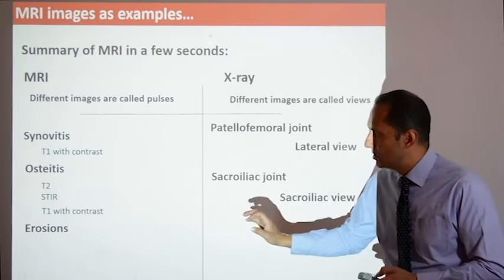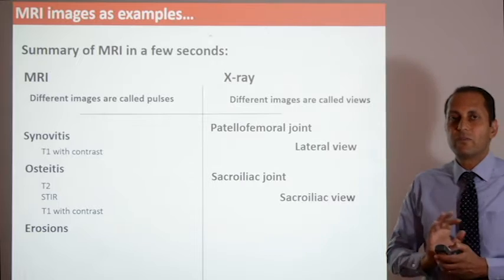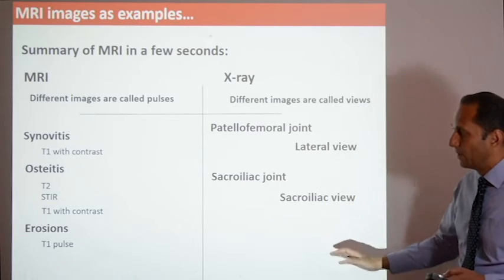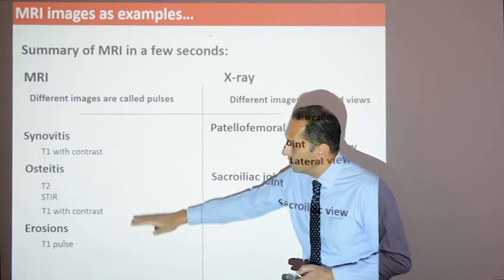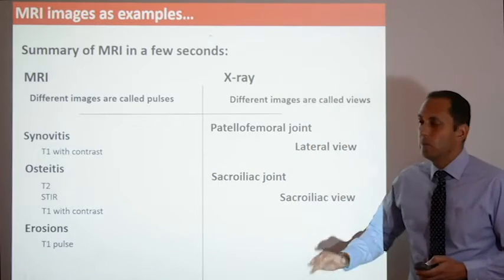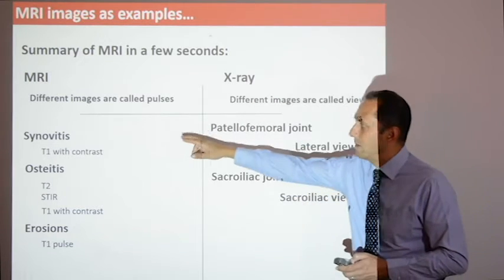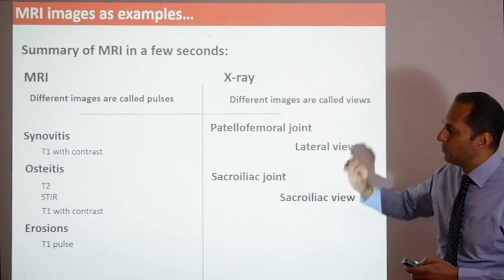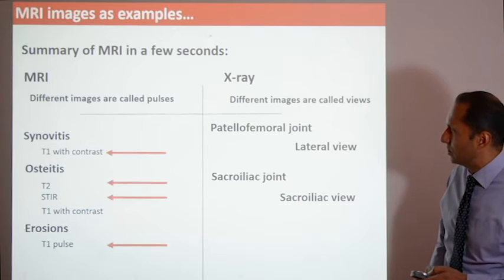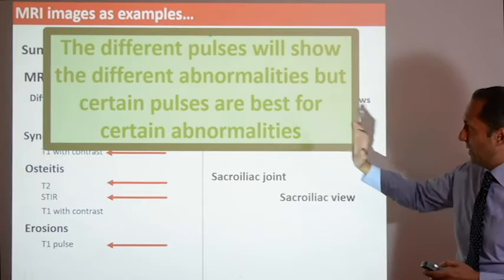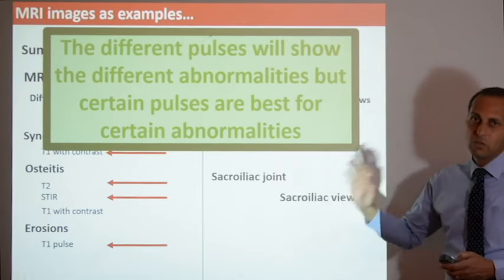If I want to check osteitis, I go for a T2 or STIR or T1 with contrast. If I want to check erosions, I go for the very basic for the anatomy, a T1. Of course, each one of those, the T1, the T2, the T1 with contrast, will show you everything. But if you want to be good at detecting synovitis, it's best to go for a T1 with contrast. If you want to be good at detecting osteitis, you go for a T2 or STIR or T1 with contrast. So the different pulses will show the different abnormalities, but certain pulses are best for certain abnormalities.